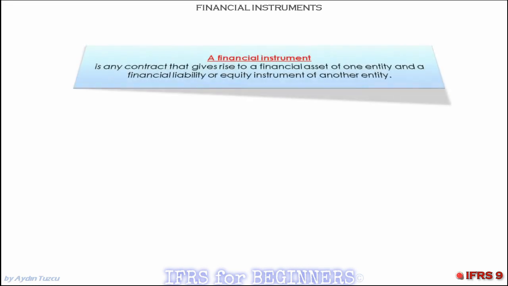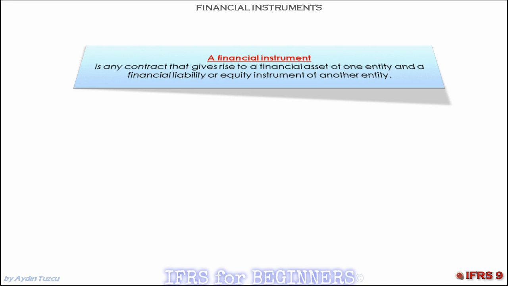First of all, I think it's better to define financial instrument. A financial instrument is any contract that gives rise to a financial asset of one entity, and a financial liability or equity instrument of another entity. So, in IFRS 9 a contract is very important when recognizing a financial asset or a financial liability.